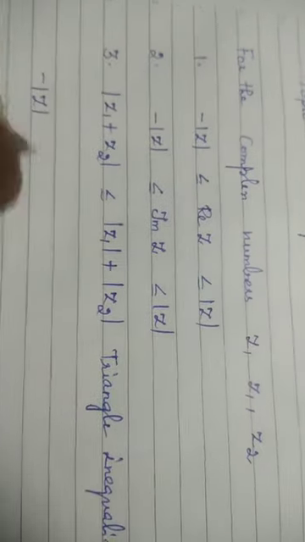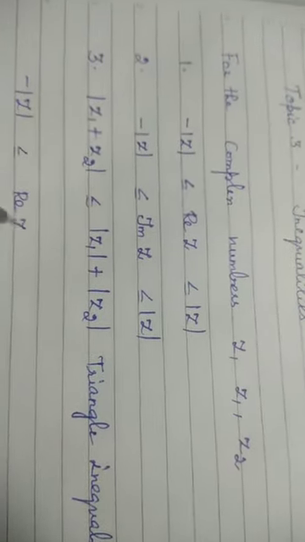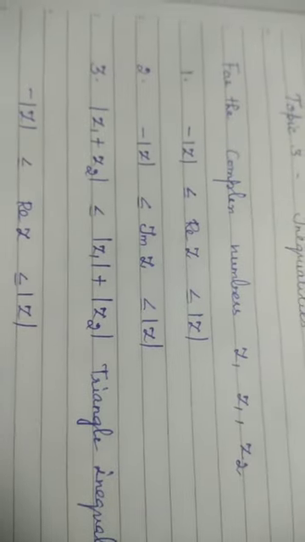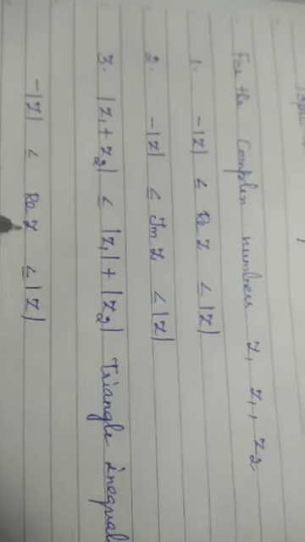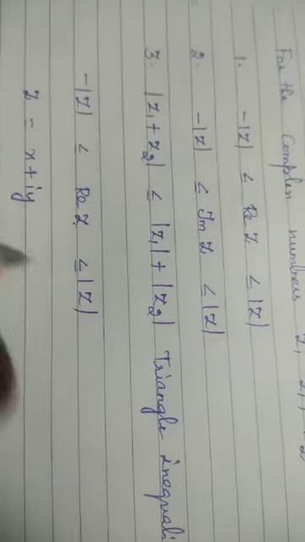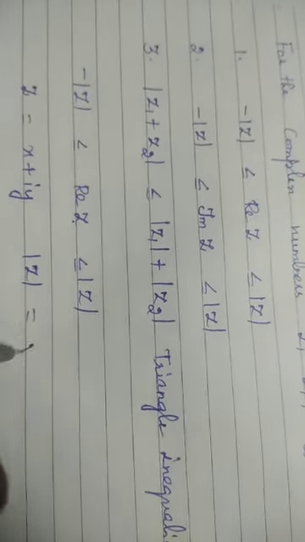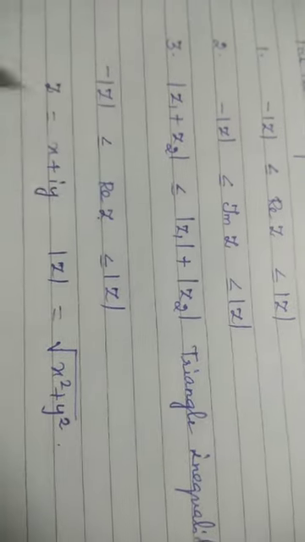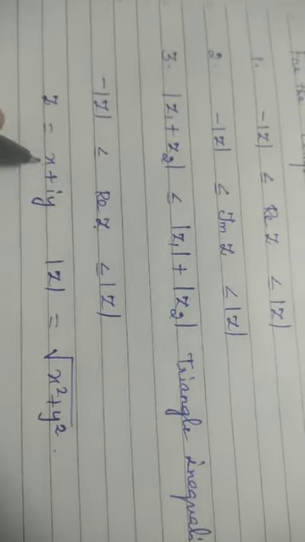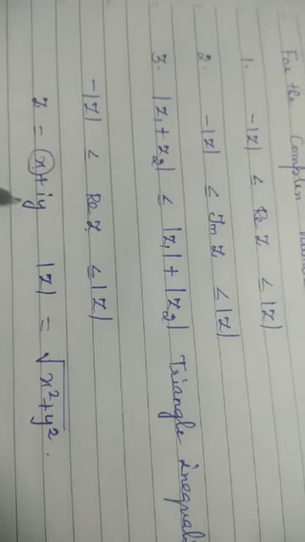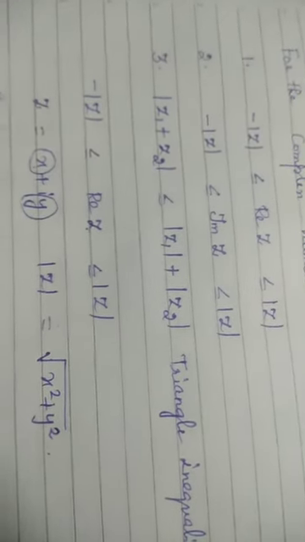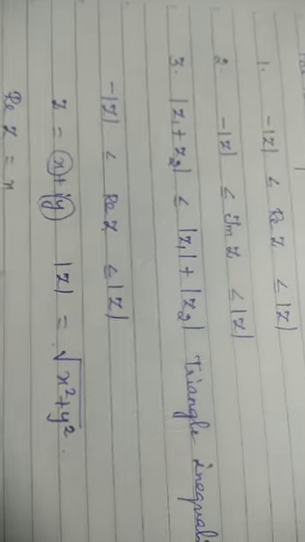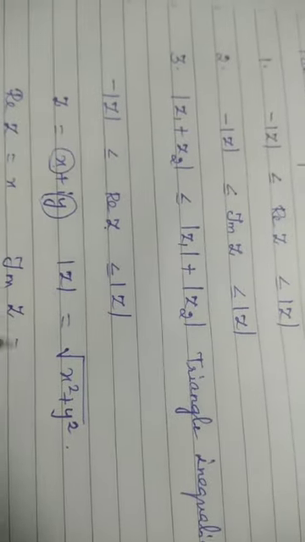The first inequality is minus mod Z is less than or equal to real part of Z less than or equal to mod Z, which we have to prove. So for any complex number Z, Z is of the form x plus iy. So what is mod Z? Mod Z is root of x squared plus y squared. So what is the real part of this Z? Real part of Z is x and imaginary part of Z is y.